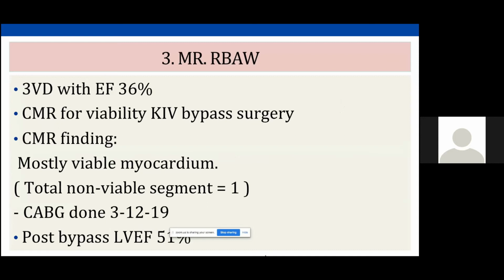The third one, Mr. RB, is another case of triple vessel disease with EF of 36%. So CMR was requested for viability, for bypass surgery. Similarly, this case is also viable, mostly viable myocardium. Again, he has only one non-viable segment.